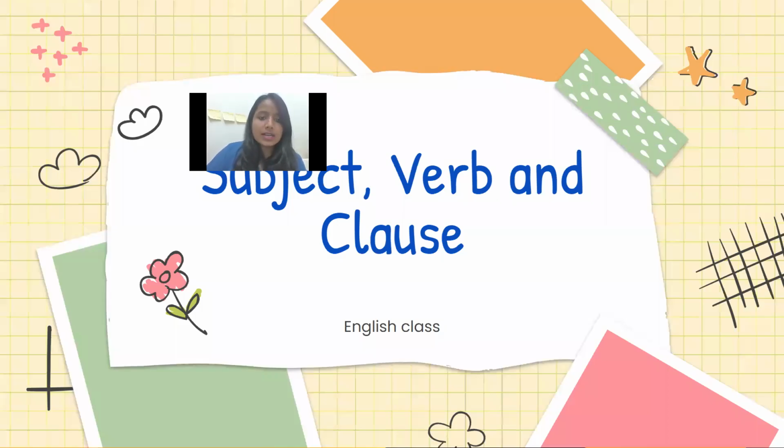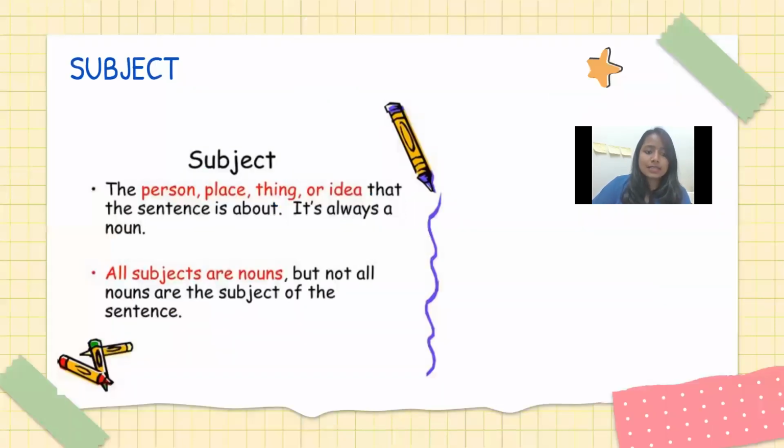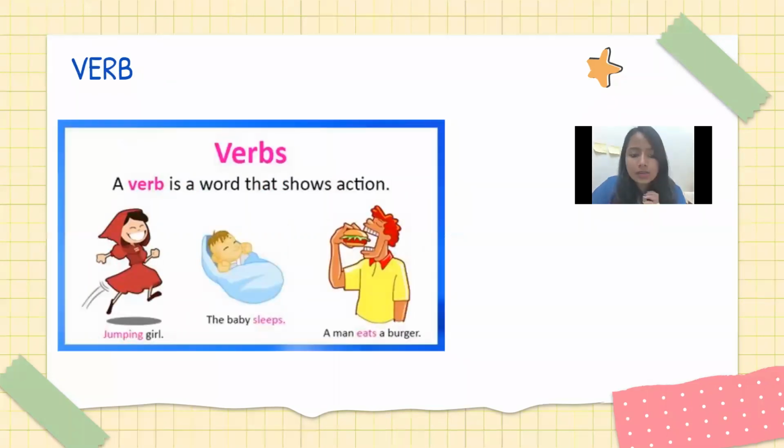So last class we have studied subject, verb and clause. Quick revision. Subject is a place, name, animal, thing, idea, whatever, जिसके बारे में that sentence is talking. ठीक है? And verb is any action word. For example, the baby sleeps.